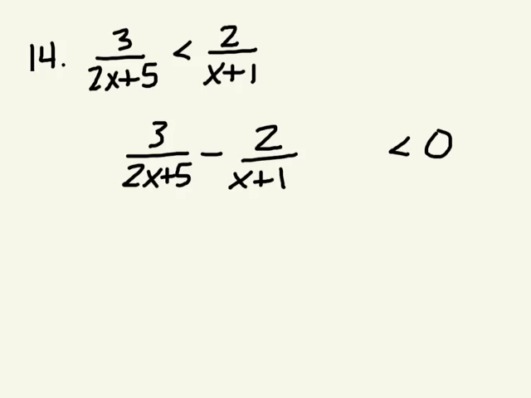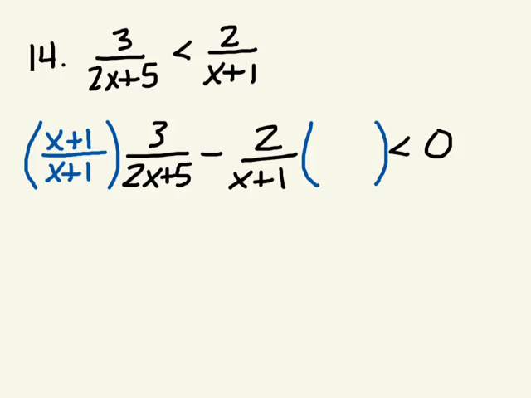And now I need to find a common denominator. So again, fancy form of 1, I will multiply my first fraction by the denominator of my second fraction. So x plus 1, and whatever I do to the bottom, I have to do to the top as well. And then similarly, for my second fraction, I'm going to multiply it by the denominator of my first, 2x plus 5, over 2x plus 5.